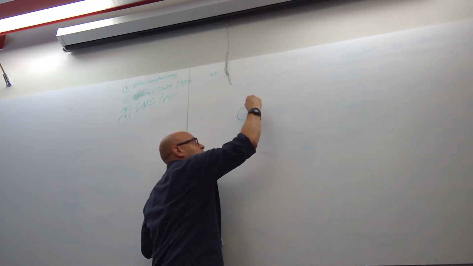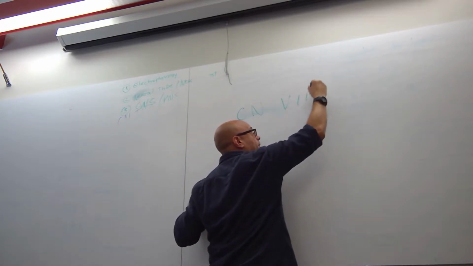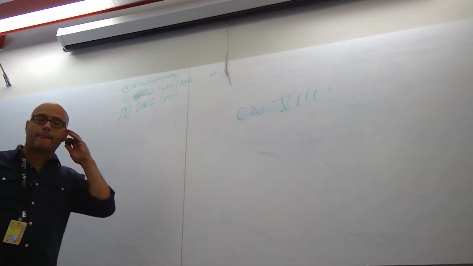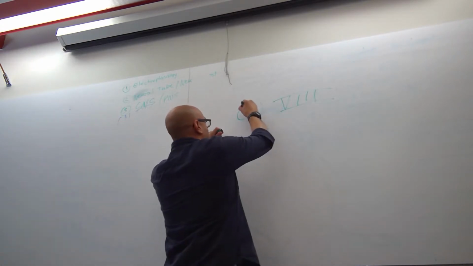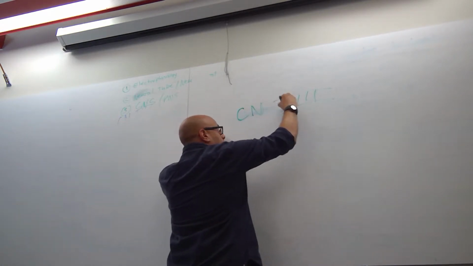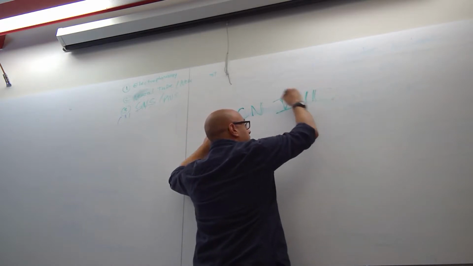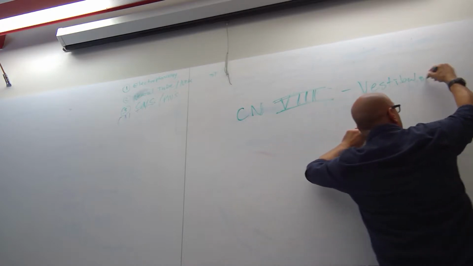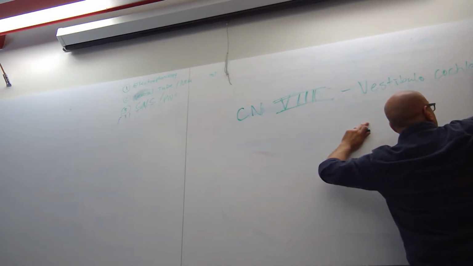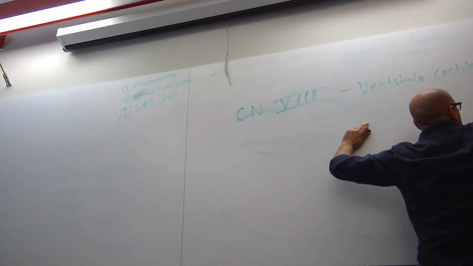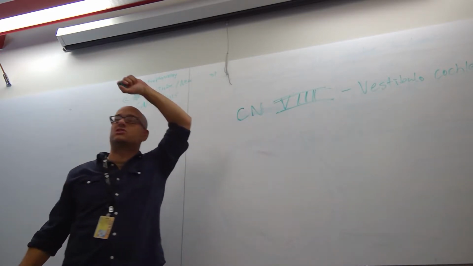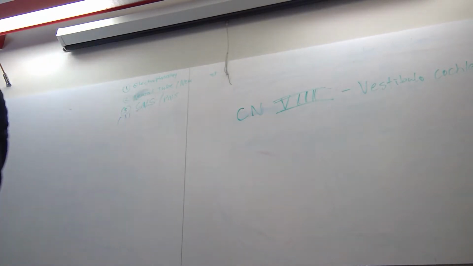So we know we're talking about cranial nerve number 8. What's the name of cranial nerve number 8? Vestibular cochlear nerve. Everyone agree? So cranial nerve number 8 is going to be sensory. It's referred to as the vestibulo-cochlear nerve. Well, why? Well, because it's not just about the nerve. The nerve is just the wiring. It's not the apparatus. Did you guys hear me?